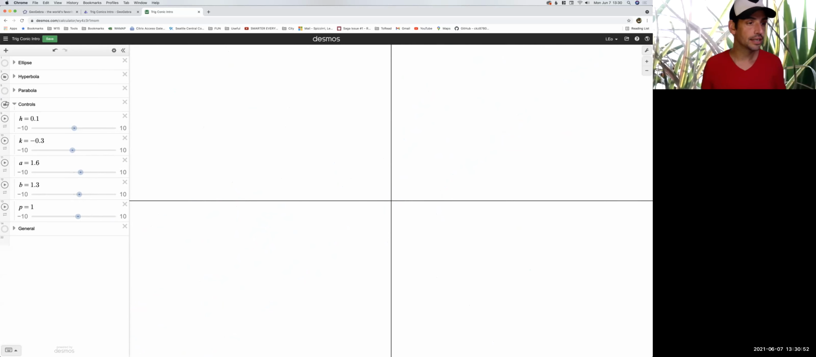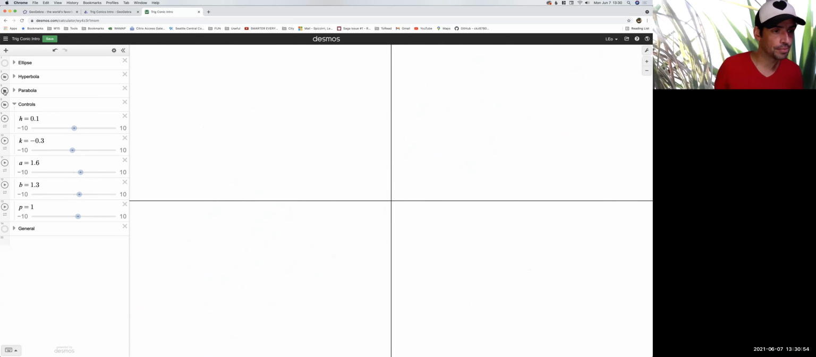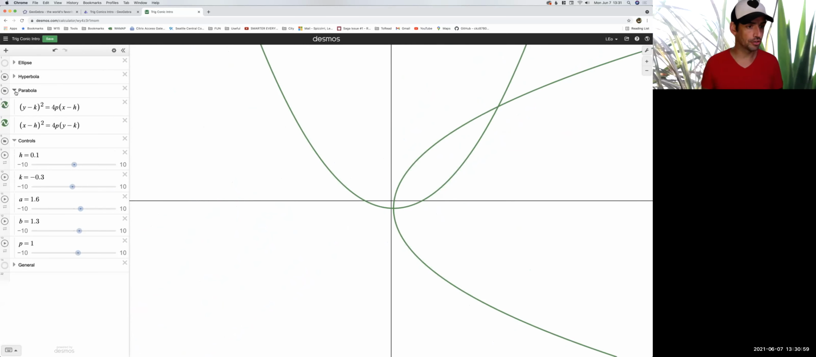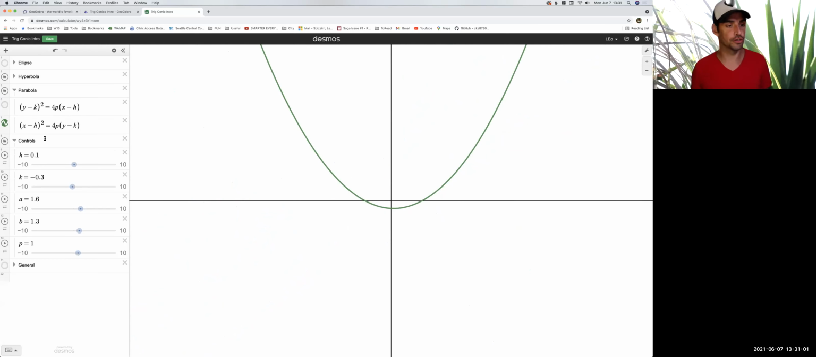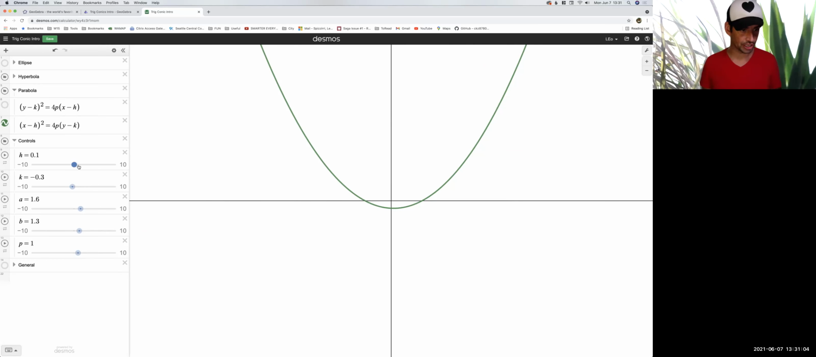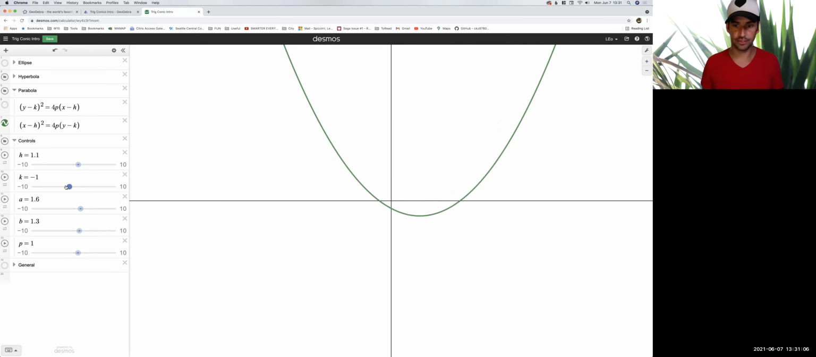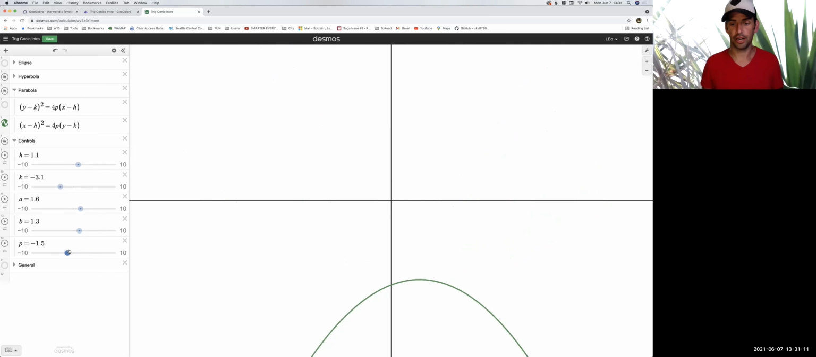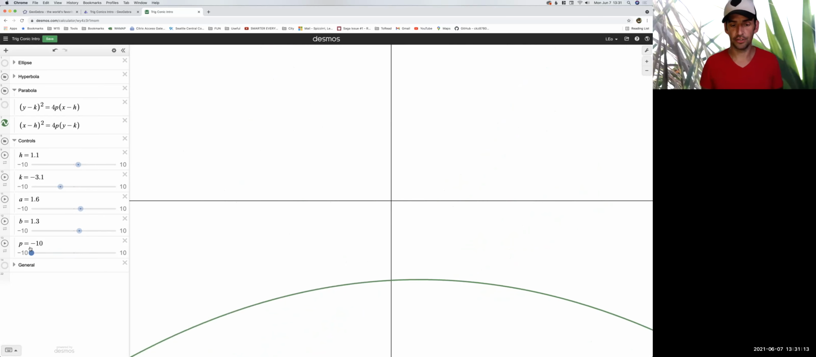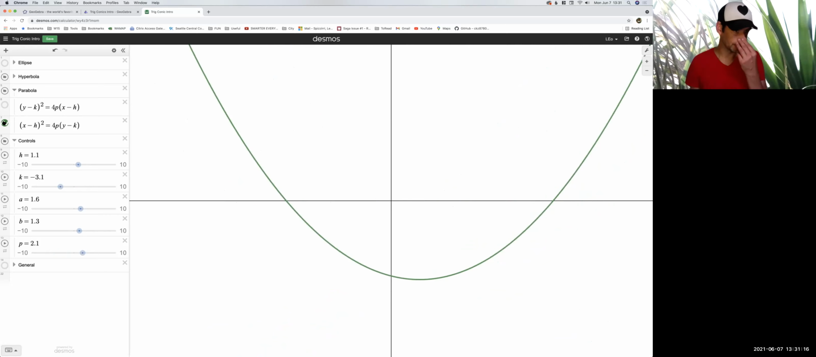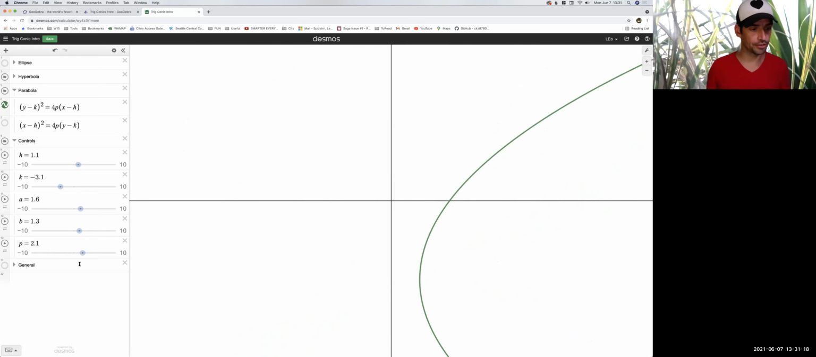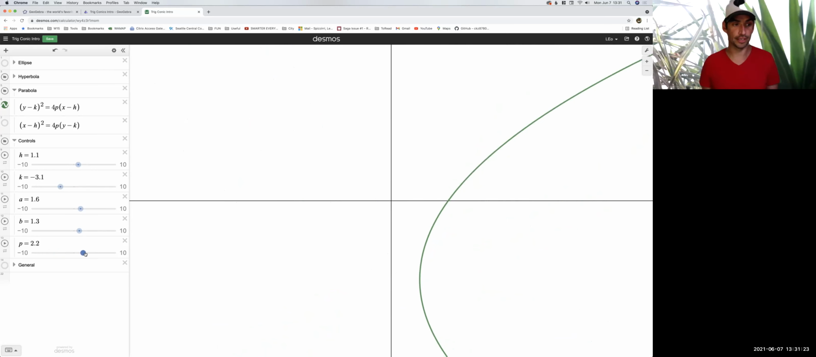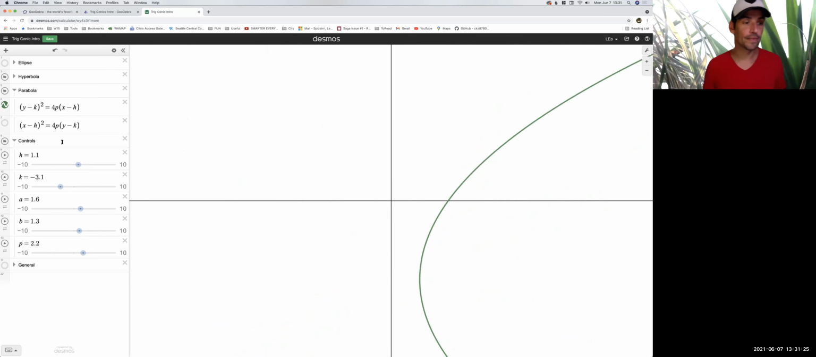And then let's do the parabola. So I've got two parabolas up right now. Maybe we'll just look at one first. Let's look at just the more traditional one. Here, h and k change the vertex, and p determines how wide or narrow it is, and also if it's facing up or down, positive up, negative down. We can do a similar thing in the other direction. p changes how wide or narrow it is, or whether it's facing left or right.